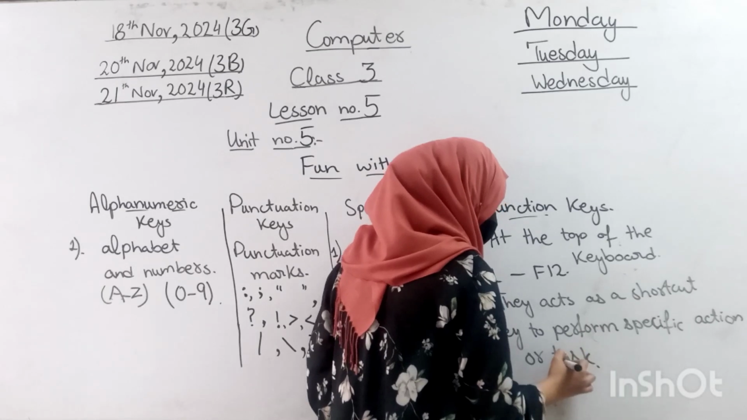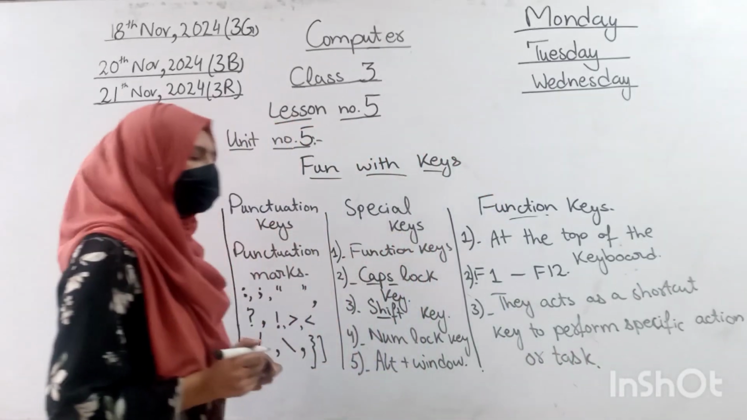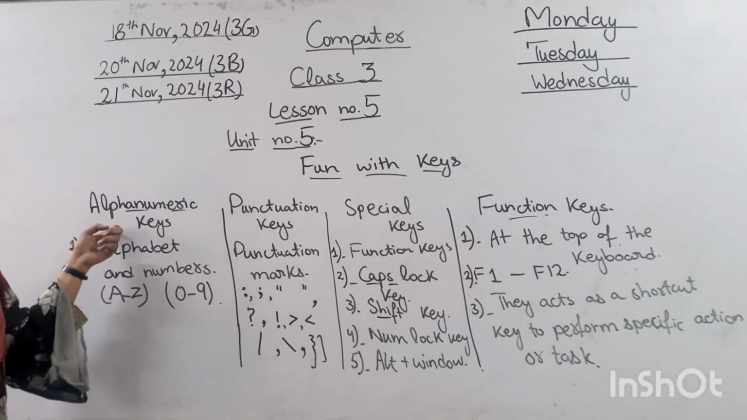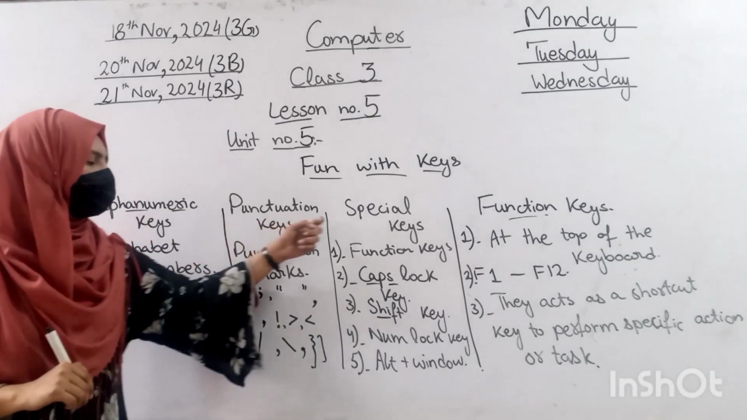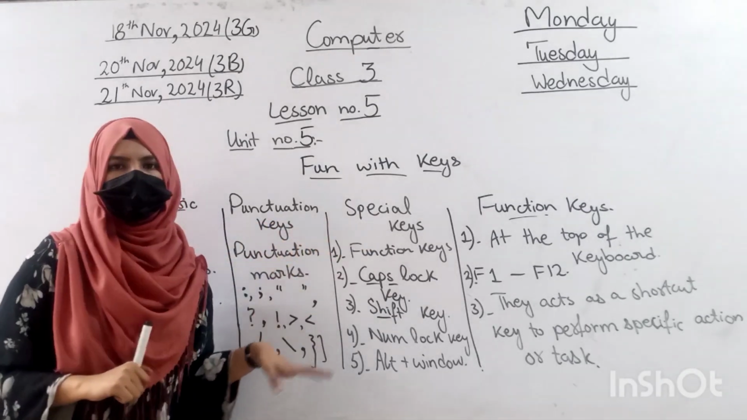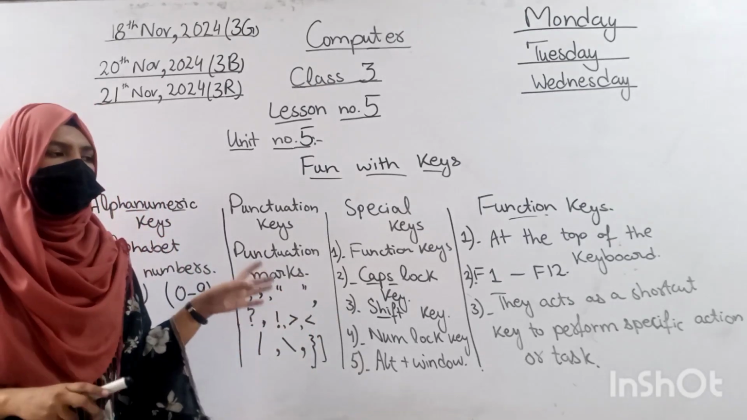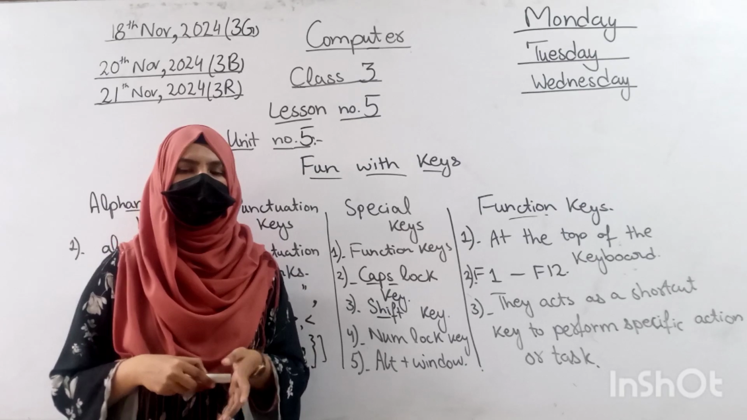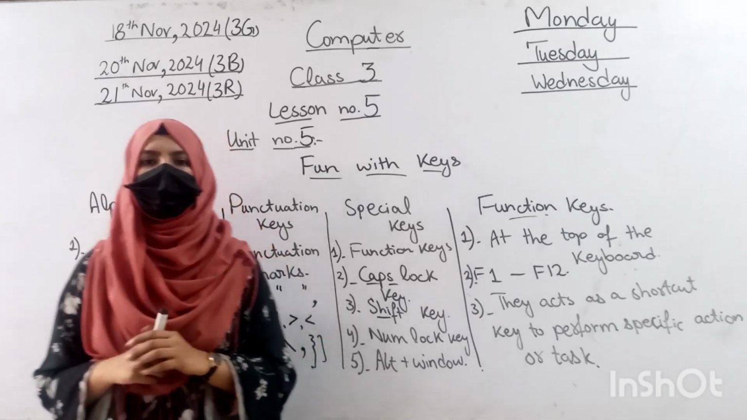So you have seen in the last class a keyboard on which you see the alphanumeric keys, the punctuation keys, the special keys, and the function keys. I have shown it to you all. Now today we are going to talk about our arrow keys, and I will show it to you on the keyboard.